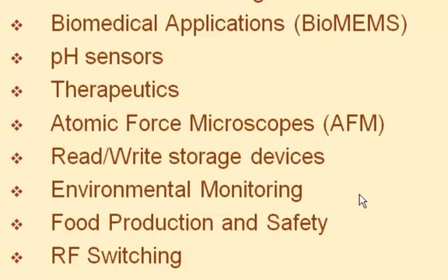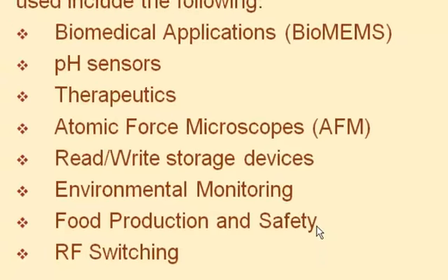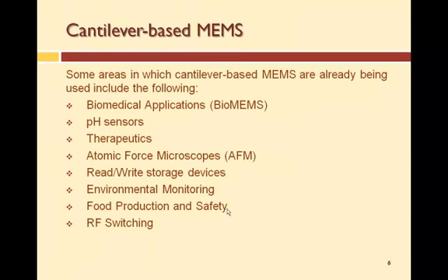Environmental monitoring is another application. Of course, food production and safety is becoming a big issue these days. And RF switching. RF stands for radio frequency. Okay, so if you want to pass a very high frequency through a wire, through a switch, you can't do it through a transistor. Transistors are limited to about 3 to 4 gigahertz. So if you want to pass a high frequency signal on a wire, you have to use a mechanical switch. So you're going back to the old days of using an actual mechanical switch.